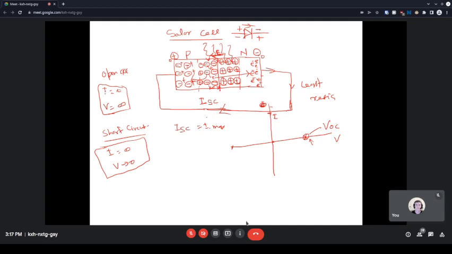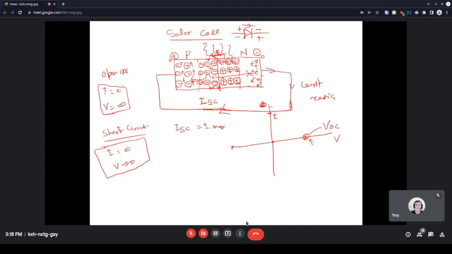Positive. Who said positive? Can you tell your name? Sir, Vinod Patel, because the current is flowing from N type to P type. Okay, Vinod Patel, on what basis you are saying that this is positive? Sir, because the current is flowing from N type to P type.